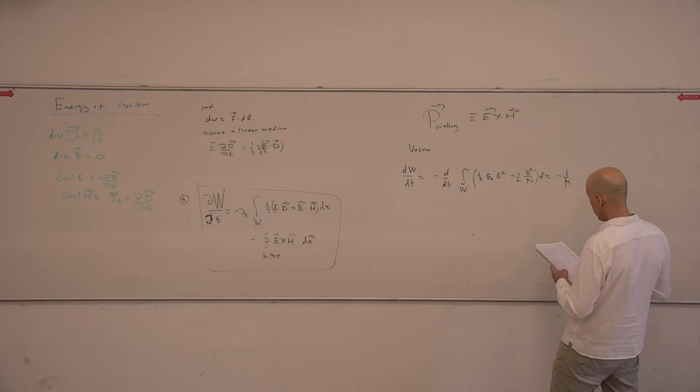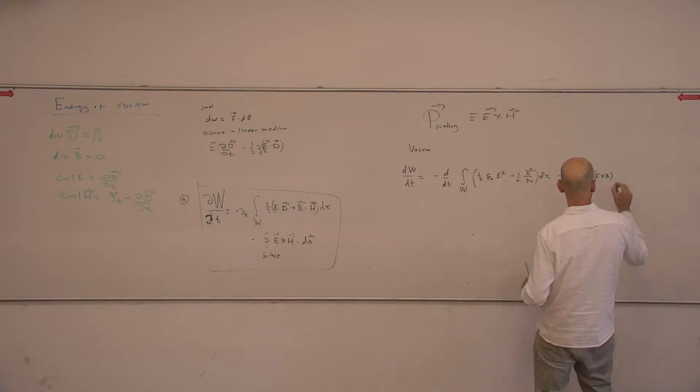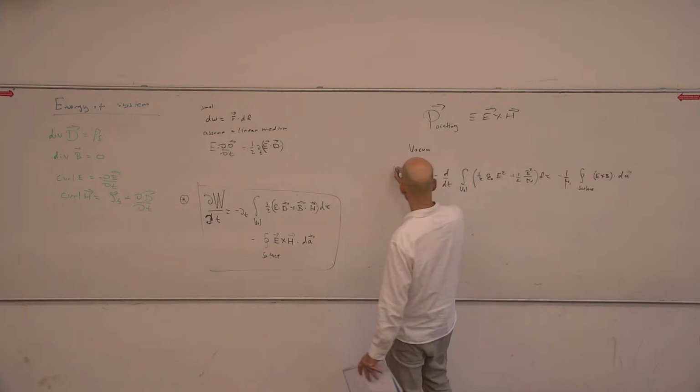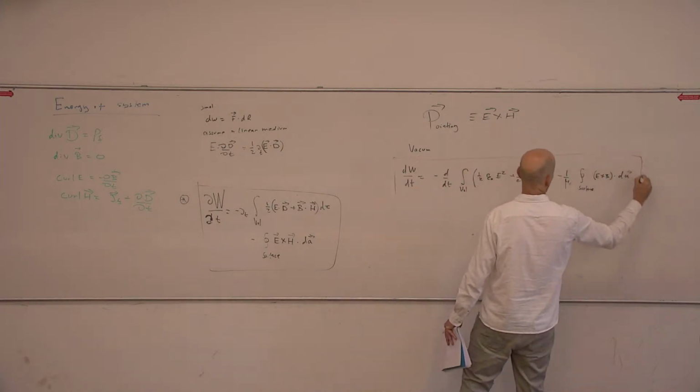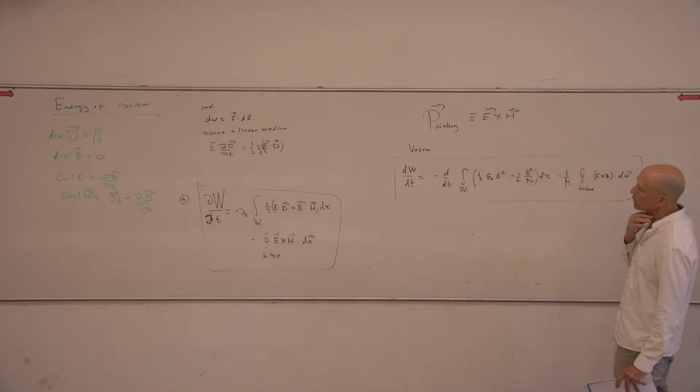And here I have, on the surface, E cross B dot dA. So this is also a famous equation. It's the same equation, just with the medium removed for vacuum.